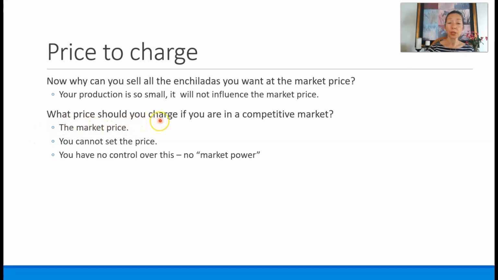What price should you charge if you are in a competitive market? You're going to charge the market price. You have no control over price setting. And because you have no control, this is called no market power.